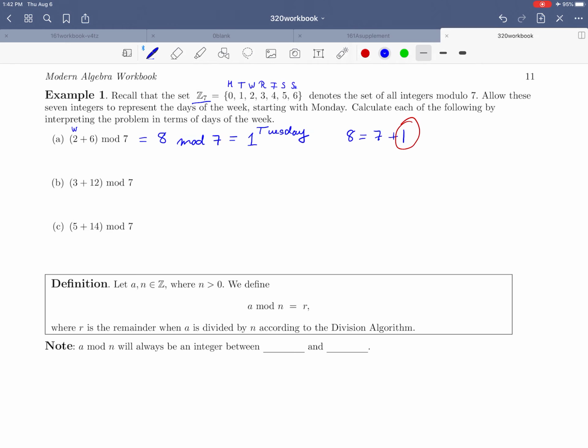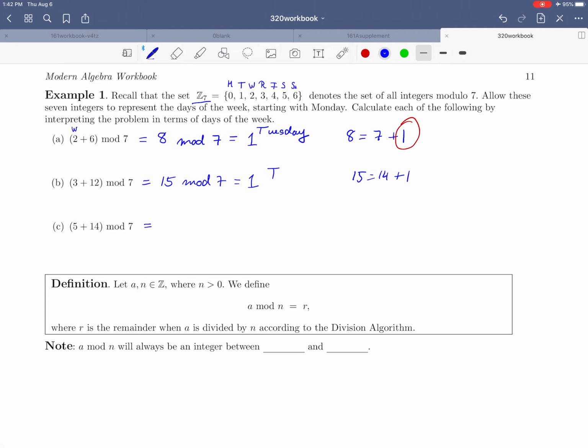Let's look at 3 plus 12 mod 7. So 3 plus 12, that is 15 mod 7. And again, let's first do the division in this case. 15 divided by 7, well, that would be 14 plus 1. The remainder again is 1, so 1 is the outcome of this problem as well. So it also represents Tuesday.